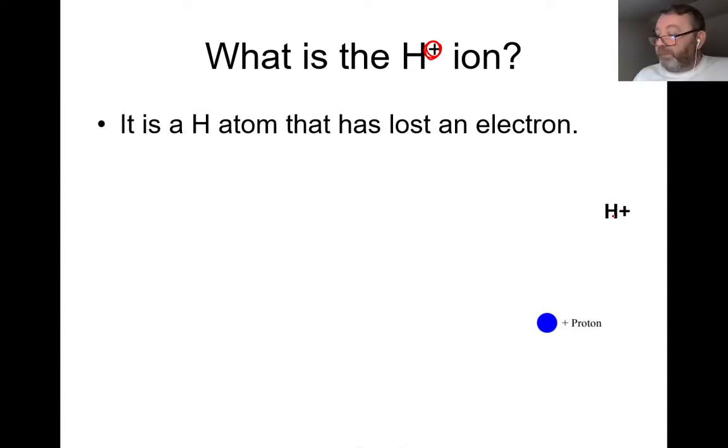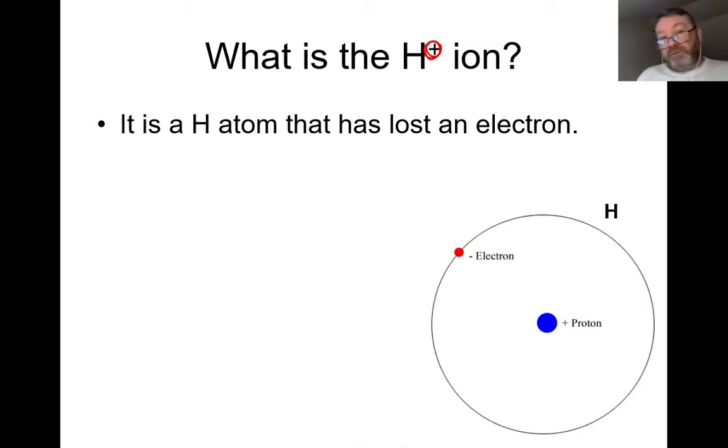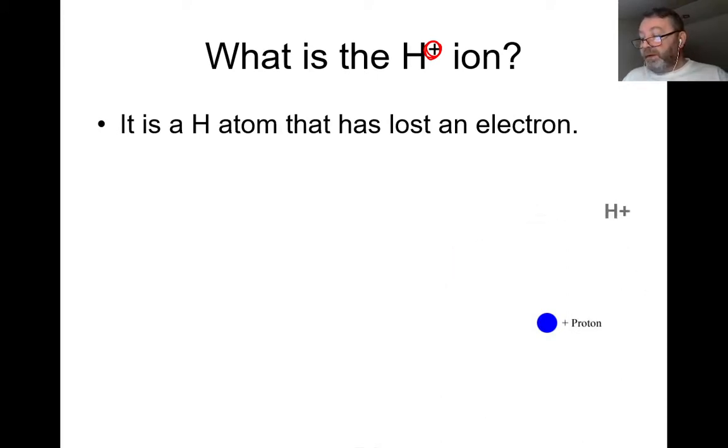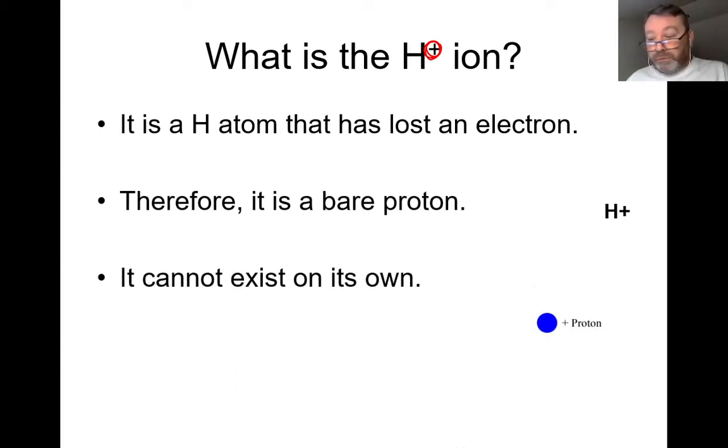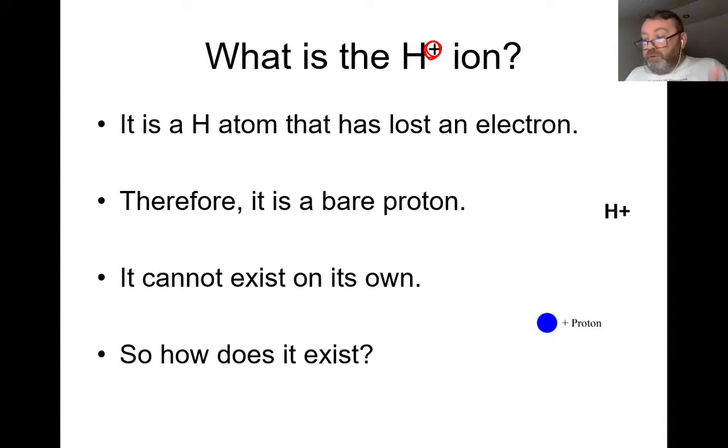Now here's the problem. A bare proton simply cannot exist on its own. If we go back and look at what it was beforehand, it has the electron and the proton interacting with each other quite well, and that's fine. But as soon as a hydrogen atom loses its electron, it becomes an H+ ion, and the H+ ion is better known as a bare proton. As I say on this slide, bare protons cannot exist on their own. So how does it exist?